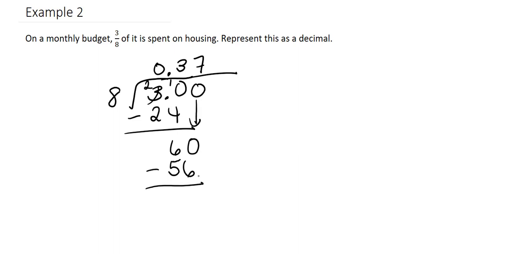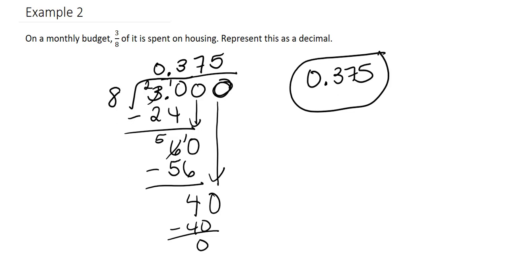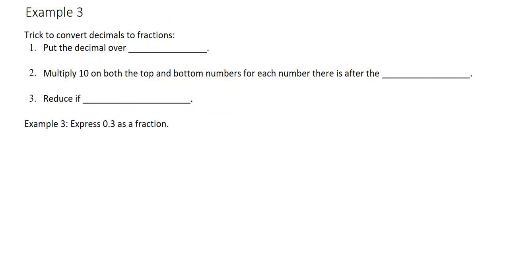Well, 8 can go into 60 7 times, because 8 times 7 is 56. And so now we go ahead and subtract, right? And we have a 4. We add another 0, we bring that down, and it's 40. Well, 8 can go into 40 5 times. So we subtract 40, we get 0. So what is this fraction represented as a decimal? Well, it's 0.375. Now let's go ahead and look at the next example.